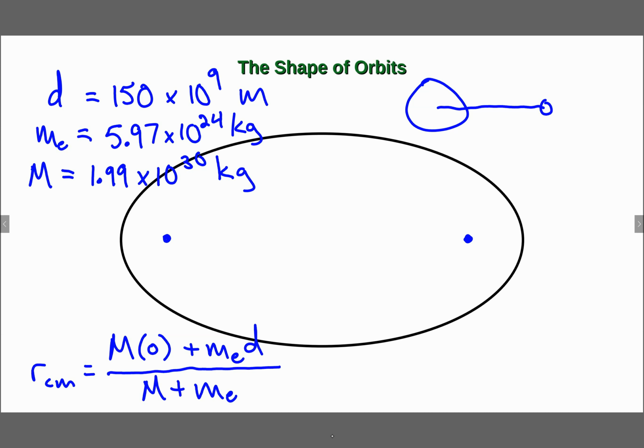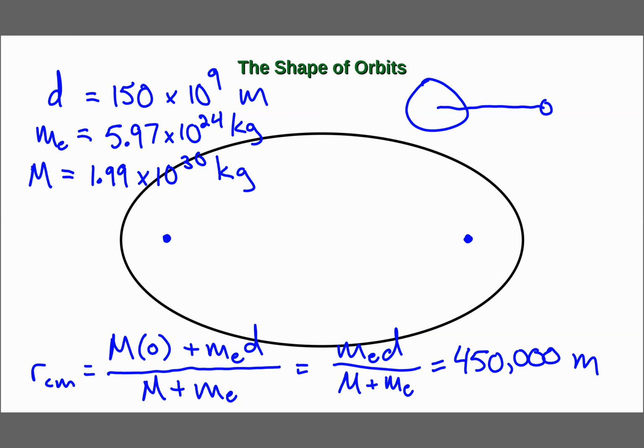Okay? You can see that when we simplify, we'll just have the mass of the Earth times its distance from the center of the system here over the sum of the masses. And if we plug in these numbers, what we find is that the center of mass between the Earth and the sun is 450,000 meters away from the center of the sun. Okay? Because remember, that was where our origin was.